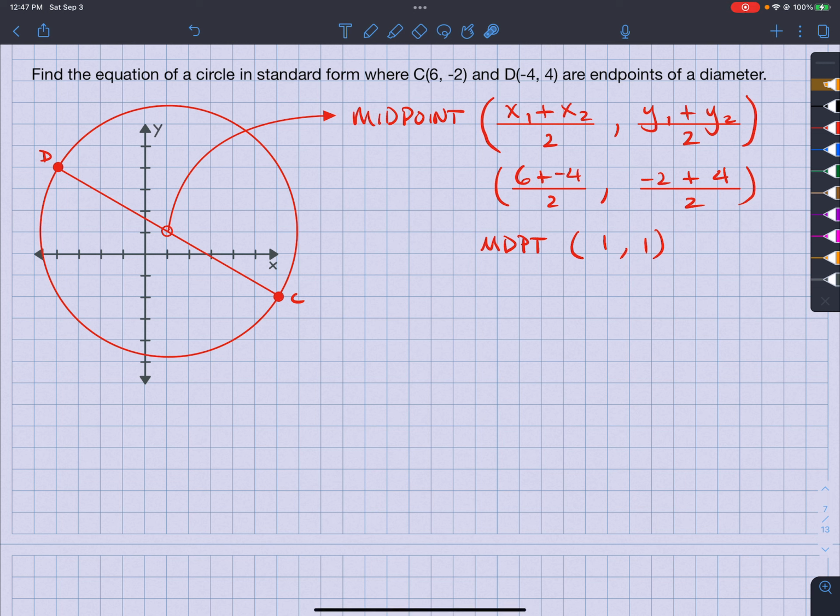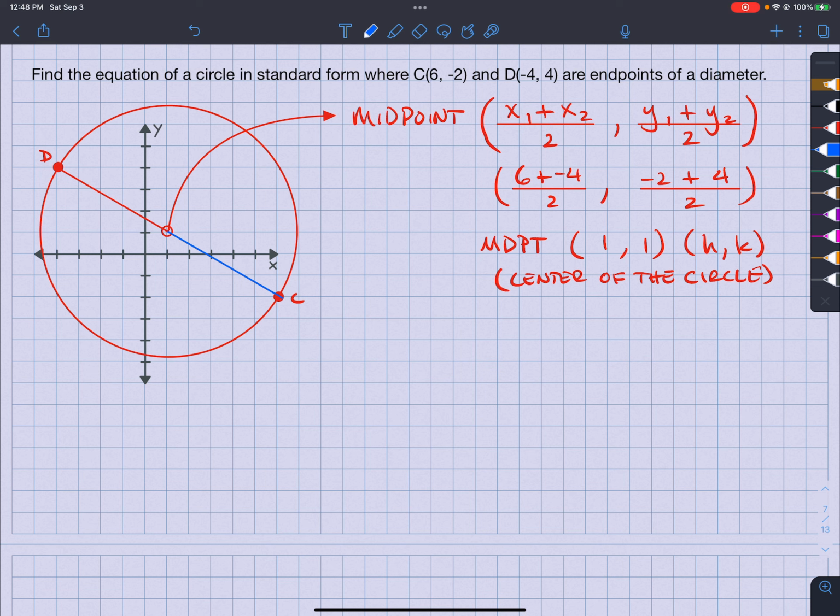Okay. So that is also known as the center of the circle, as in H, comma K, right? So now that I know that, great, I have my center, but I also need to know my radius. So the radius is going to be this spot right here, from here to here, right? So that's what I need to find. Well, how do I find that distance? Well, I can find that distance by using the distance formula, right?